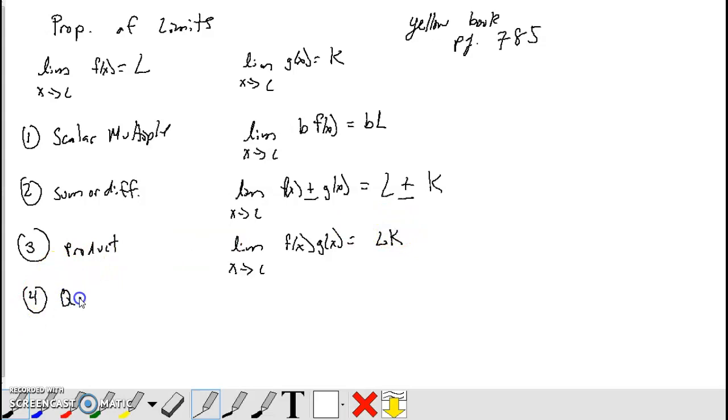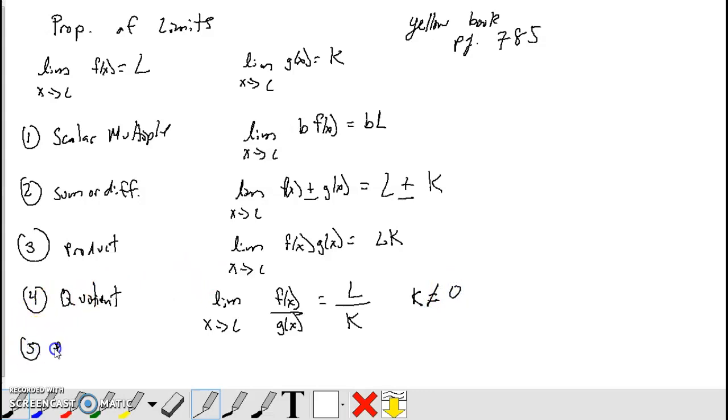Quotient. If we have product, we should have quotient. So again, as the limit as x approaches c, and my two functions are being divided by each other, all that means is that my limits are going to be divided by each other. Here we have a denominator, so let's just remember that k can never equal 0, or whatever's on the denominator.